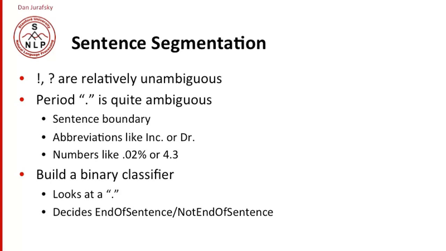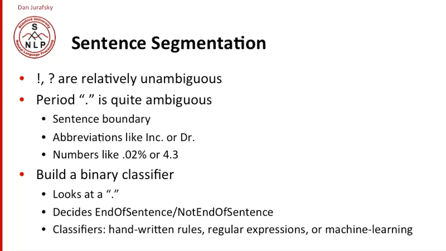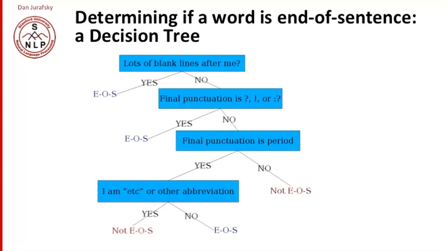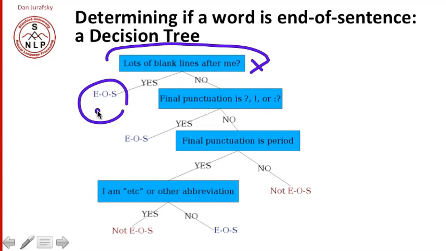And to make this classifier, we could use handwritten rules, we could use regular expressions, or we could build machine learning classifiers. The simplest kind of classifier for this is a decision tree. So here's a simple decision tree for deciding whether a word is an end of sentence or not. So a decision tree is a simple if-then procedure that asks a question and branches based on the answer to the question. So we say, am I in a piece of text that has a lot of blank lines after me? Well, if so, then I'm probably an end of sentence.